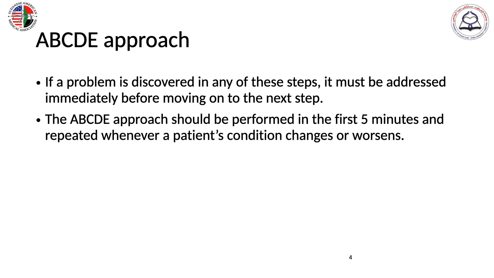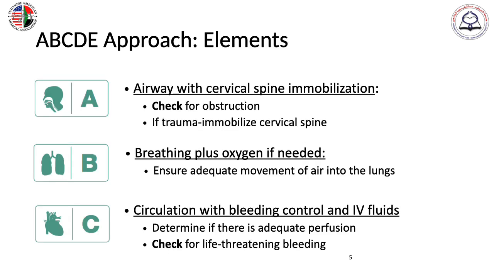The ABCD approach should be performed quickly within the first 5 minutes and repeated whenever the patient's condition deteriorates. So if you fix a problem in breathing and then you move on, if there is any change or new development, you go back to the A, then B, then C, then D, then E. The first element is airway, and whenever you suspect trauma or if there is real trauma, make sure you stabilize the cervical spine. Check for airway obstruction, and in case of trauma or suspected trauma, you have to immobilize the spine.